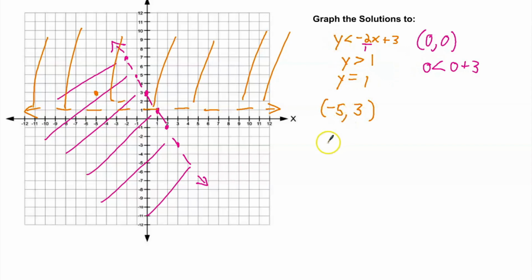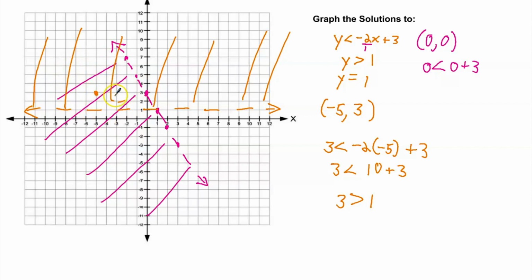So I'm going to plug in 3 for y in this first inequality: 3 is less than -2 times -5 plus 3. And that's a true statement because 3 is less than -2 times -5, which is 10, plus 3. Sweet. And then for y is greater than 1, we can only plug in 3. So you'd get 3 is greater than 1, which is also true. So guess what? We've got the right area shaded.